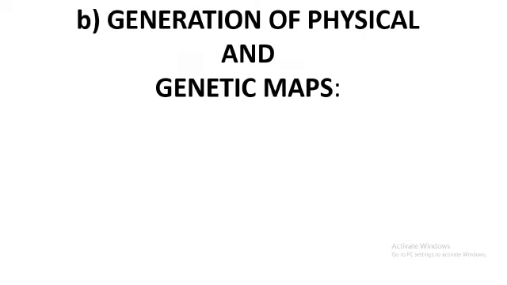To do this, we have methods like isolating DNA, fragmenting DNA, separating DNA by gel electrophoresis, then trying to join the fragments according to sequence, based on the palindromic sequence using restriction endonucleases. That's how we break and join DNA fragments to get the entire length of DNA. Now in today's class we are going to discuss the second step of the methodology, generation of physical and genetic maps.